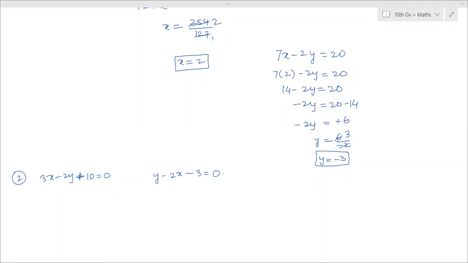Ma'am, second one, x is 4 and y is 11. Second one is no. Minus 1 and 1. Oh, okay.